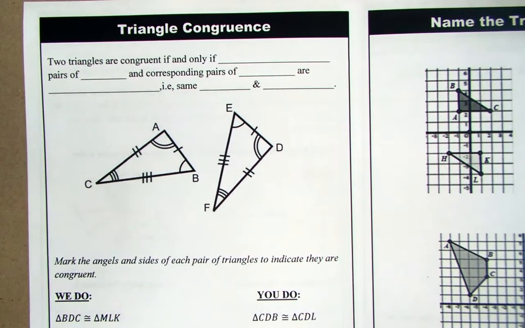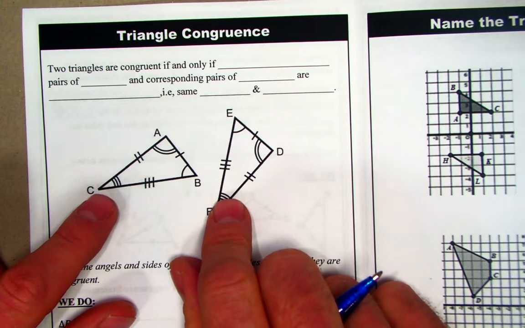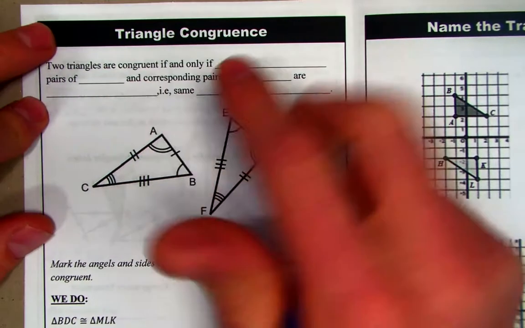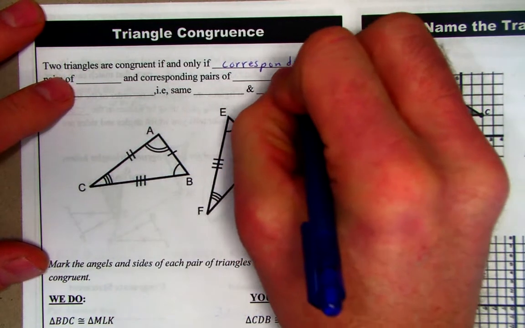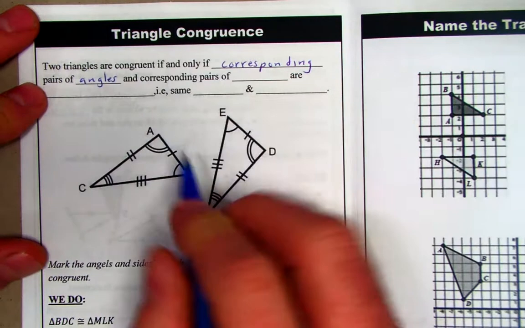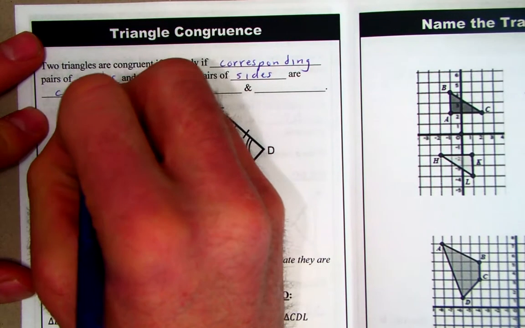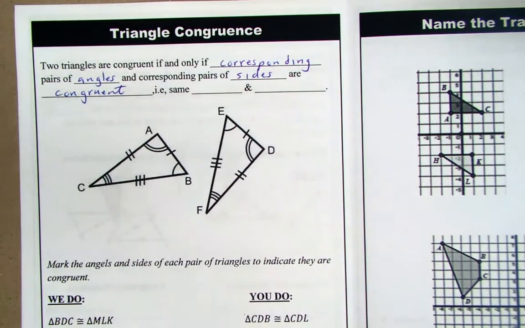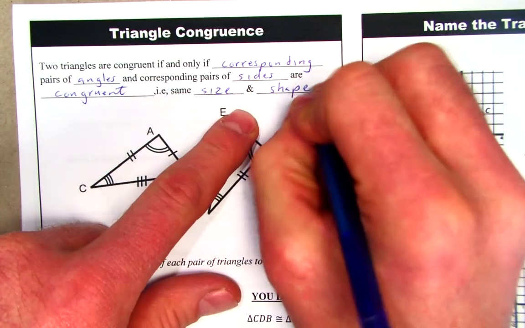Okay, the focus of the chapter is on congruent triangles. And we're just discussing what it means to be congruent for the most part in this section. But we can define what it means for two triangles to be congruent. We'll say that two triangles are congruent if and only if corresponding pairs of angles and corresponding pairs of sides are congruent. Okay, that means same size and shape.